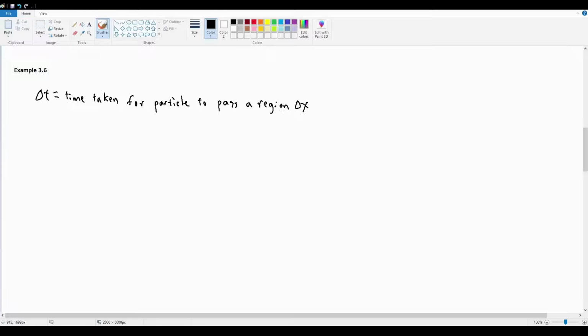In that case, velocity is equal to the change in position with respect to time. So it passes through this region delta x with respect to some delta t. I can rearrange this and say that delta t is in fact equal to delta x over v, right? Then, if I rewrite velocity in terms of momentum, this is in fact equal to m delta x over p. Remember, p is equal to mass times velocity, right?